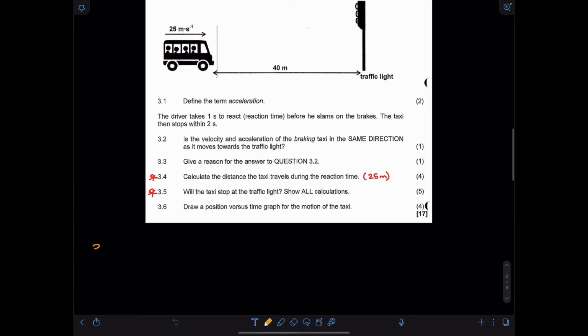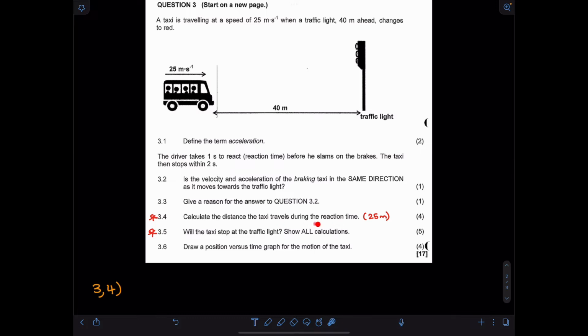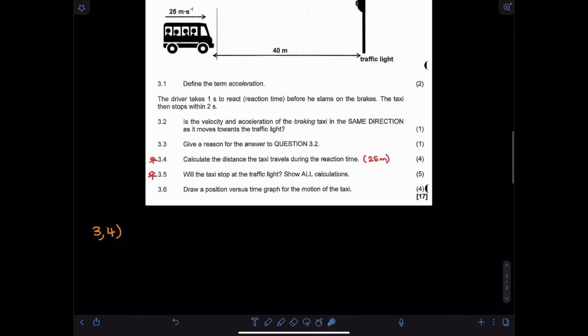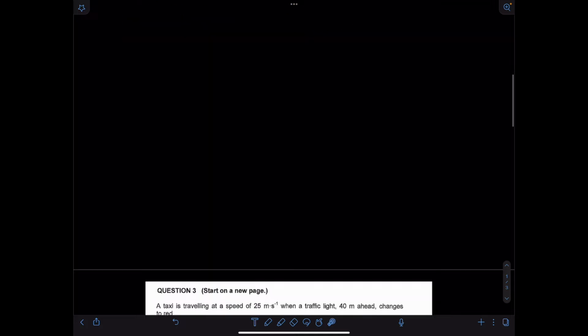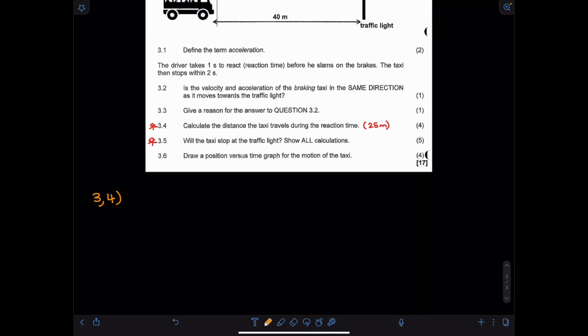So what we want to do here is apply those four steps that I showed you guys earlier. This question says calculate the distance the taxi travels during the reaction time. If you read here, it says the driver takes 1 second to react before he slams on the brakes. The taxi then stops within 2 seconds. Remember, step one was to write out our variables. So let's go ahead and write out our variables.